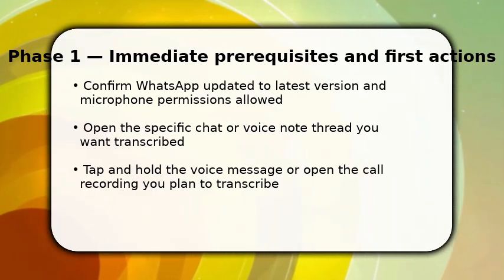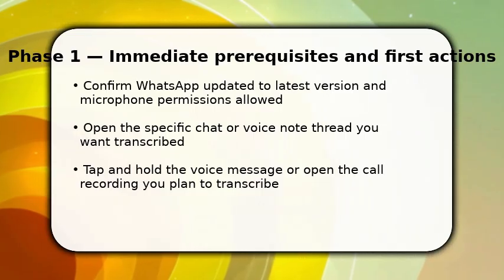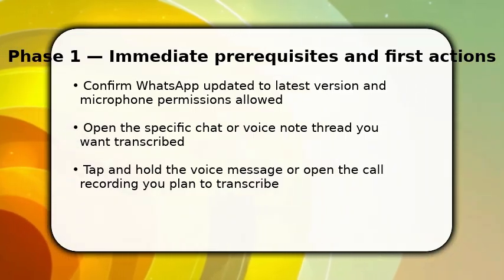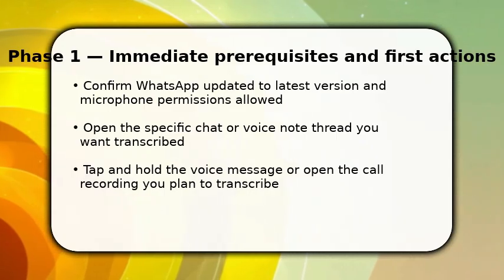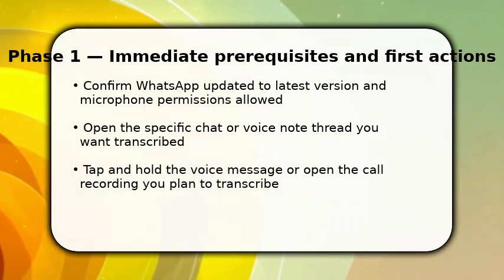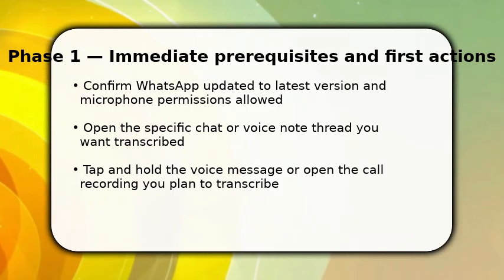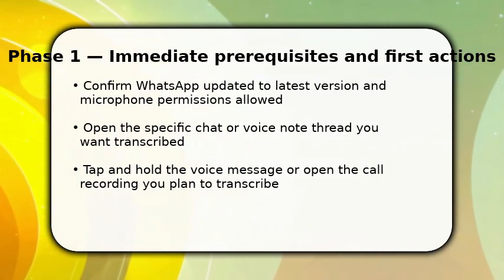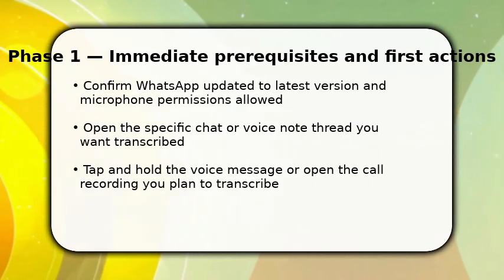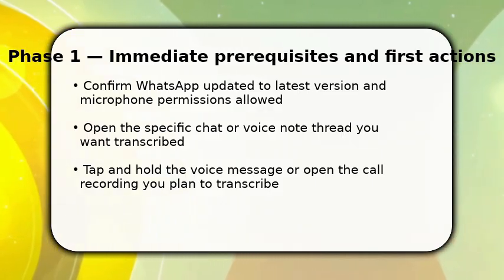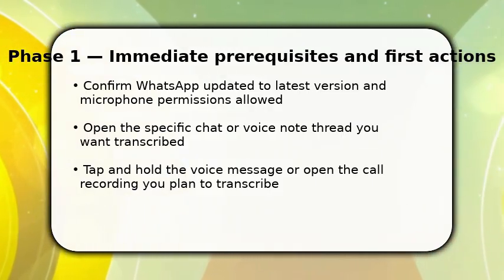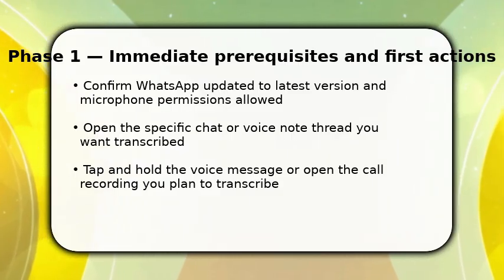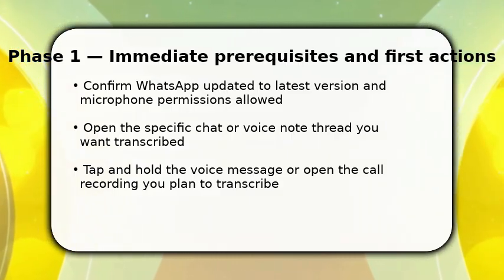You should begin by making sure WhatsApp is updated and microphone and storage permissions are enabled. This avoids permission errors later. Once done, open the chat containing the voice note or the call recording you want to transcribe, because the feature works from the message menu. Tap and hold the voice message to reveal options or open the recording player. This is your first actionable step toward transcription, so start here and keep the message selected.